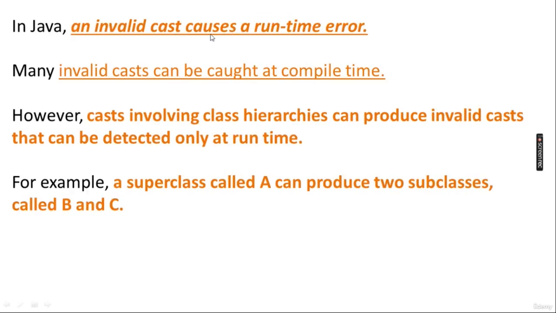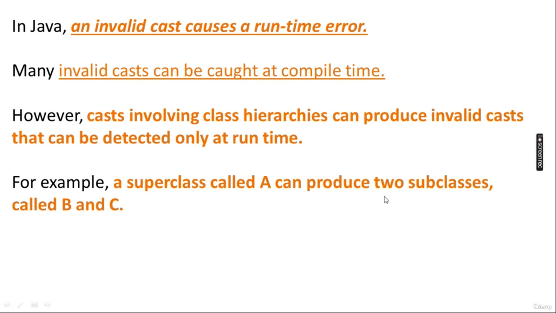In Java, an invalid cast causes a runtime error. Many invalid casts can be caught at compile time. Invalid casting will give you a runtime error. But casts involving class hierarchies can produce invalid casts, and that can be detected only at runtime. So how to avoid this? You will be using the instanceof operator.